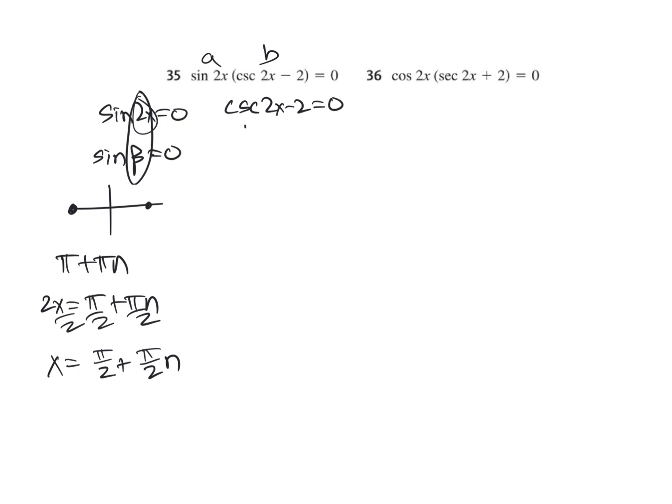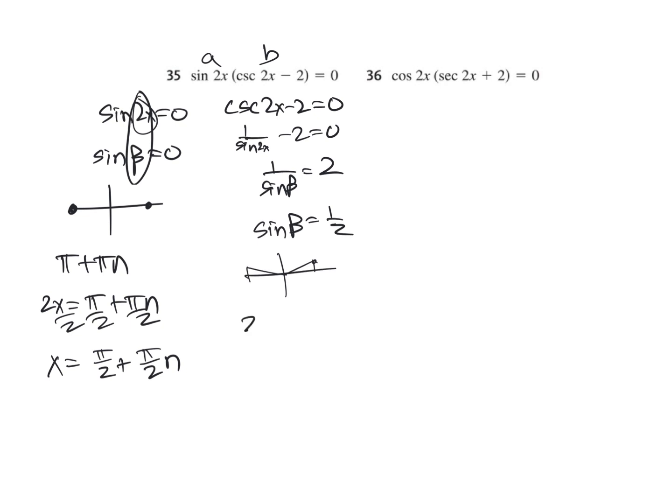And the cosecant is 1 over the sine of 2x. 2x should be at the bottom here. We'll just call that beta eventually. Minus 2 equals 0. So 1 over the sine of beta is equal to 2. So the sine of beta is equal to 1/2. So where is y equal 1/2? Right there and right there, positive 1/2.